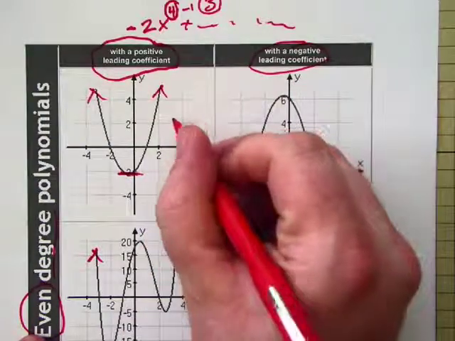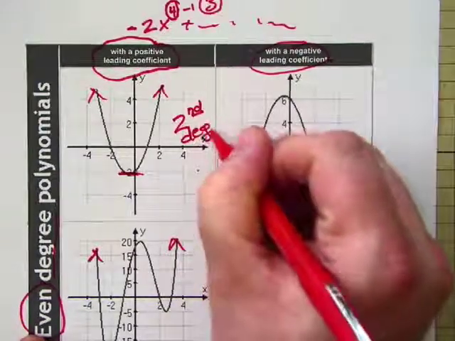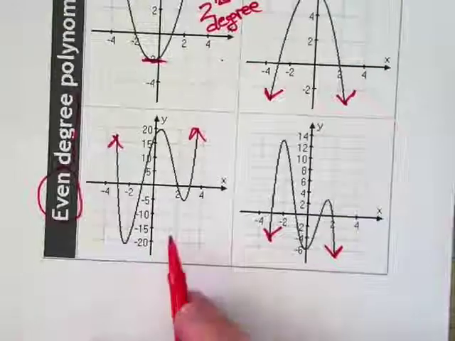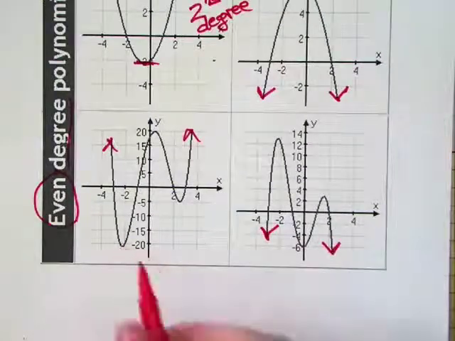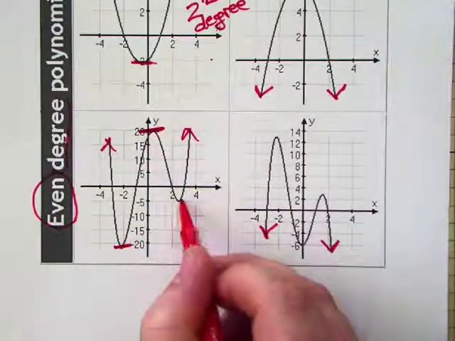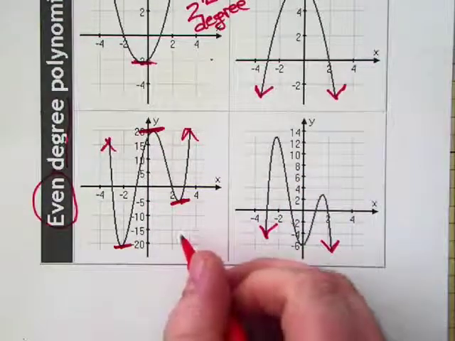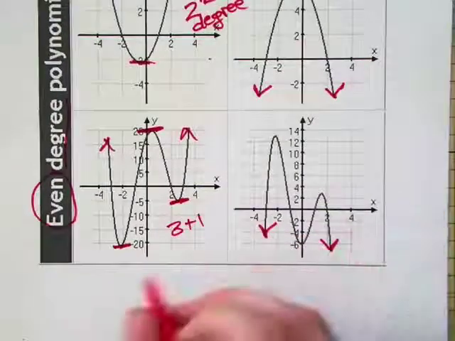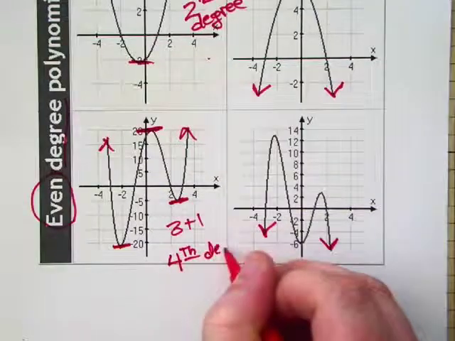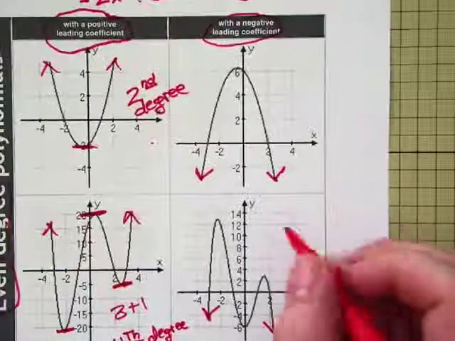So I can say that that is a second degree polynomial. Okay, so let's look at this next one right here. How many times does it change direction? Changes right here, and right here. So that's 1, 2, 3. It changes direction 3 times. So if I take 3 plus 1, I can see, hey, that's going to be a fourth degree polynomial.